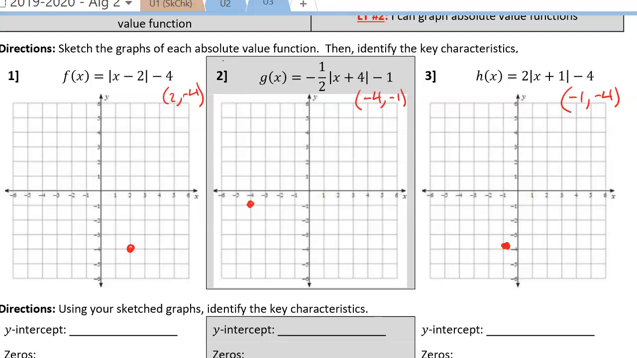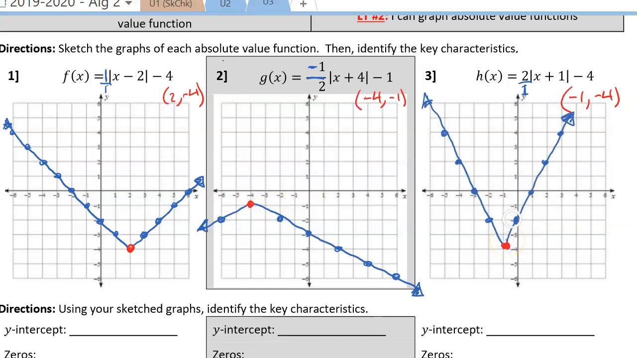We now go ahead and go to our a value. In number 1, it is 1 over 1. Here we have -1/2, and then in 3 we have 2 over 1. So go ahead and use this a value to graph. In number 1, up 1 over 1, up 1, back 1. In number 2, down 1 over 2, down 1, back 2. And in number 3, up 2 over 1, up 2, back 1.